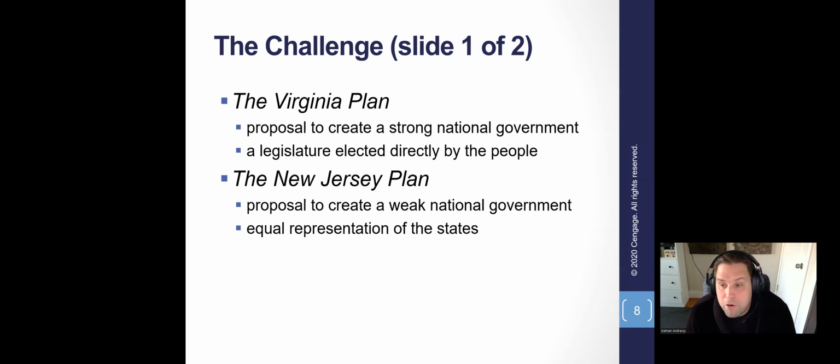Okay. And then you have the New Jersey Plan, which was a proposal to create a weak national government in contrast, with equal representation of the states. So you had these two conflicting ideas that kind of came together, I think, pretty significantly well in order to establish what was the initial United States of America. So it definitely led to the Constitution calling for a stronger national government than that of the Articles of Confederation, but still allowing the states themselves to have pretty substantial strengths, right?